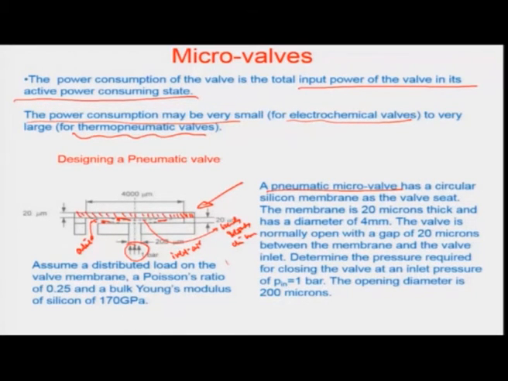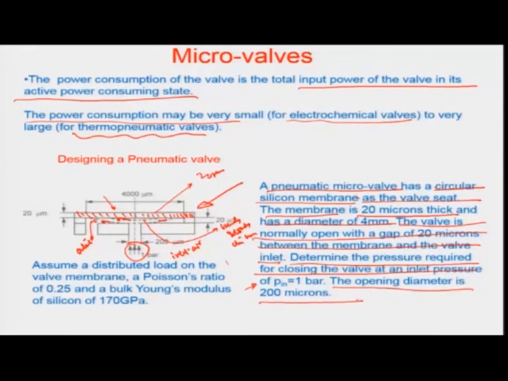Some dimensions and some characteristic geometric representations are given. It is a circular silicon membrane which is used as the valve seat, and the membrane thickness that we are talking about here, for example, is only about 20 microns, and has a diameter of 4 mm. The valve is normally open with a gap of 20 microns between the membrane and the valve inlet, and from all this information we will have to determine and design the pressure required for closing the valve at an inlet pressure of P inlet equal to 1 bar through the process of bending this particular member, and the opening diameter for the same is about 200 microns.